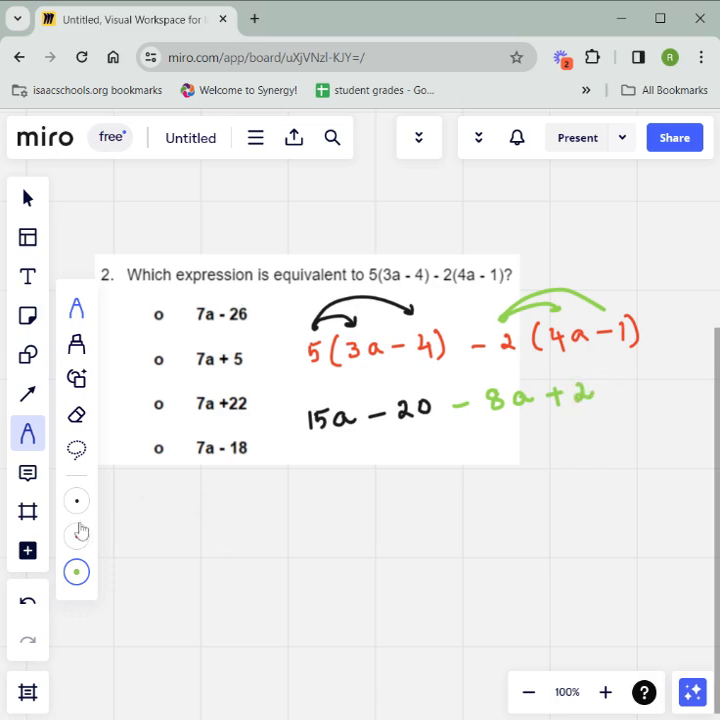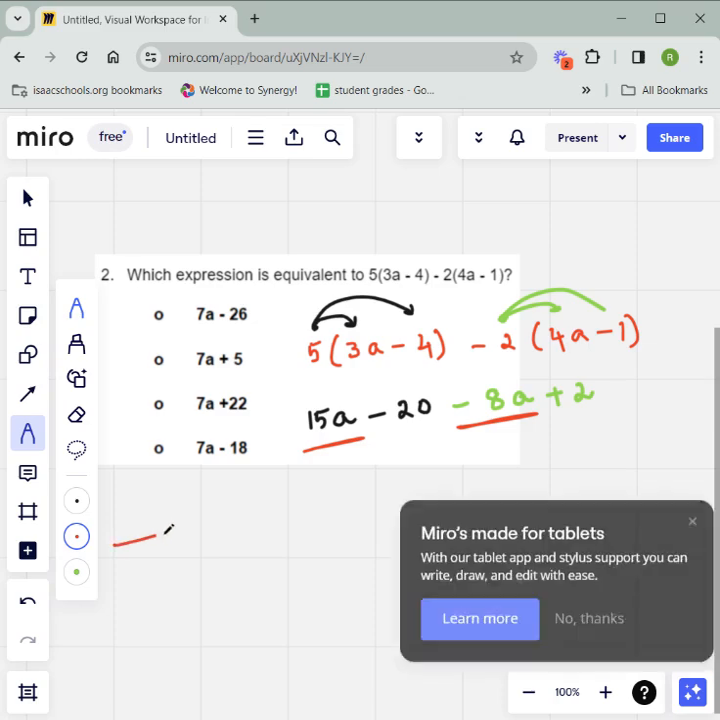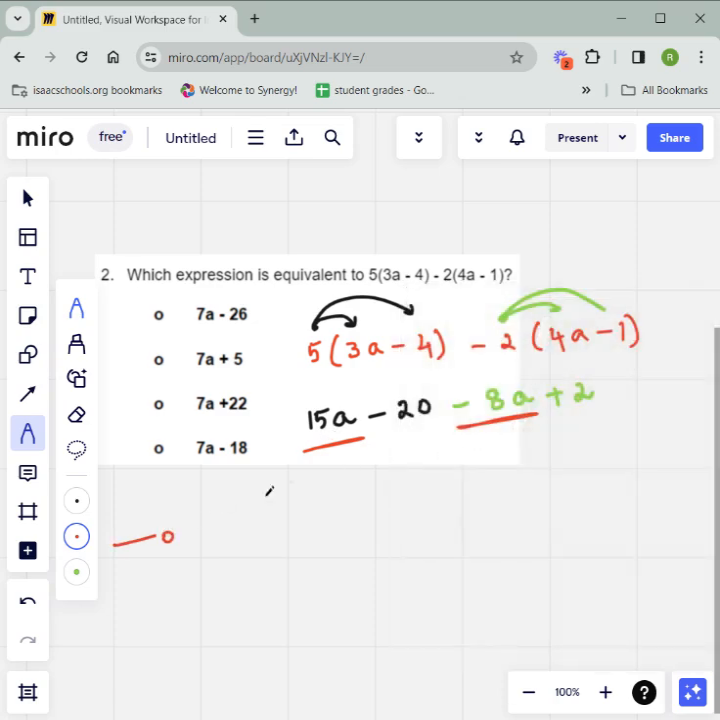Now look for the like terms. Like terms means they have the same letters or variables. I can see that 15a and the negative 8a are the like terms. So when you say like terms, 15 minus 8. You can use a number line, or you can think of this: let's say you're at 0, you went up to 15, and then you went down 8. So you subtract. So it's going to be 15 minus 8, so do the math and tell me what you guys get.